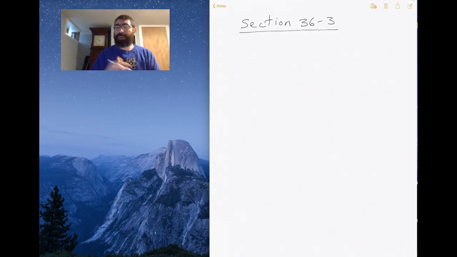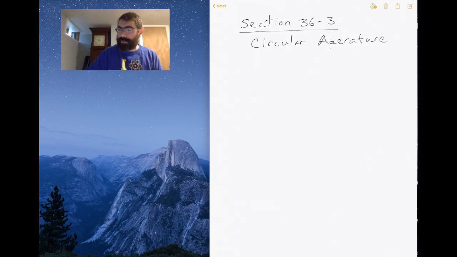So the next topic I want to talk about is what diffraction pattern you would get, not from a square or rectangular single opening, but what if it was circular? So basically now, if I draw more of a 3D drawing, we've got this circular aperture, and we still have a plane wave coming through.